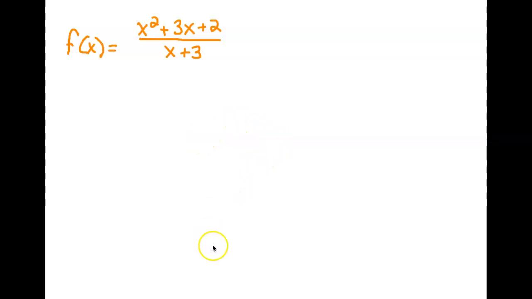Alright, so here's the first thing. We need to know where this function is discontinuous. So basically, look at the denominator. But not only do we have to know where it's discontinuous, we need to know what type of discontinuity it has, removable or non-removable. So to do that, the first step is always going to be to factor the top and factor the bottom, except in this case it's just x plus 3.